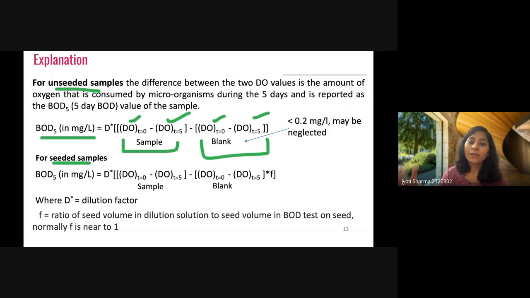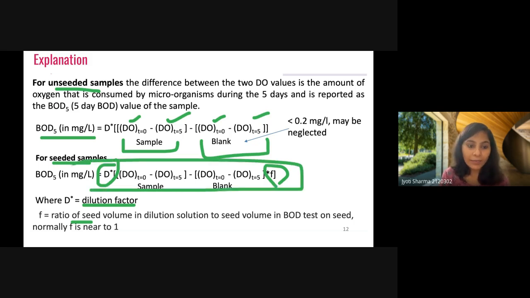But if we do have a seeded sample, first we are doing the dilution. The second thing is, in dilution we may have BOD of that dilution water itself. Then the two terms here: D is the dilution factor, and F is the ratio of seed volume in dilution solution to seed volume in BOD test on seed. So this is how the formula will be changed. And I think I have one question on this so that you can understand.